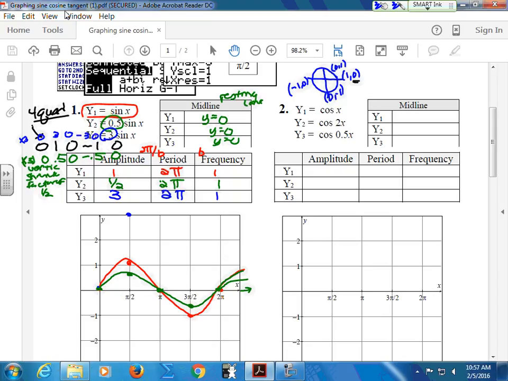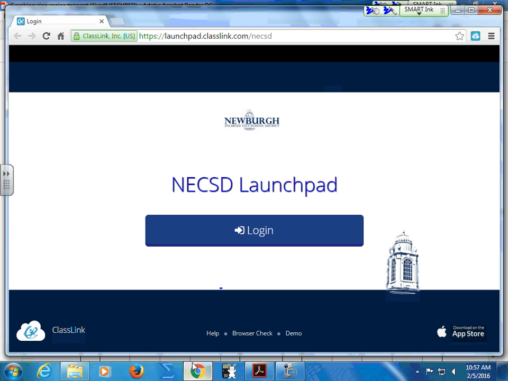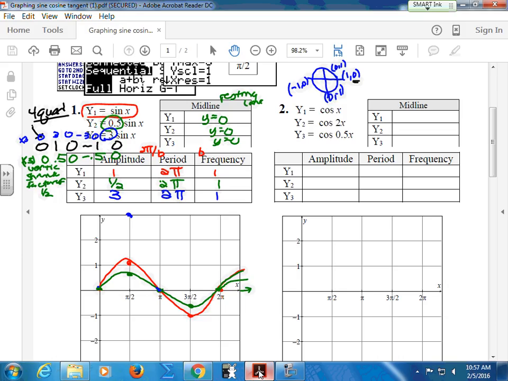0, 3, 0, -3. I can't reach that last point, but it's down there. 0. So it's going like this. It changed the amplitude on me. So what did we call this? A vertical stretch. Good. By a factor of 3. This is a vertical stretch by a factor of 3.